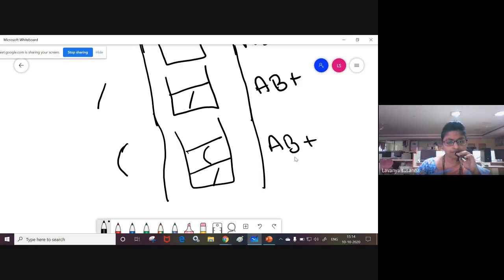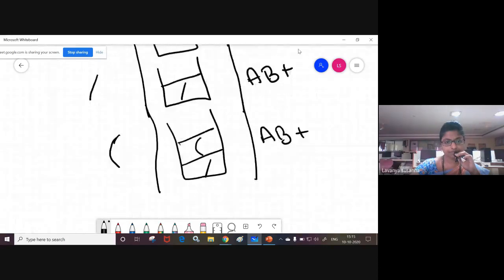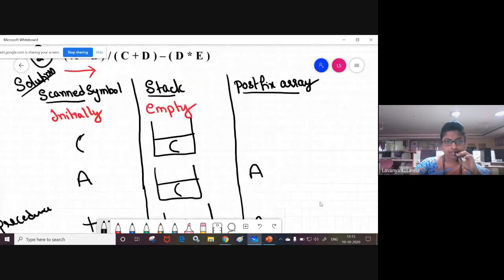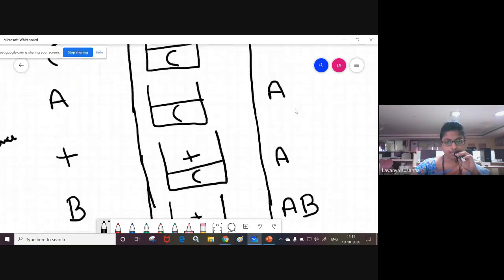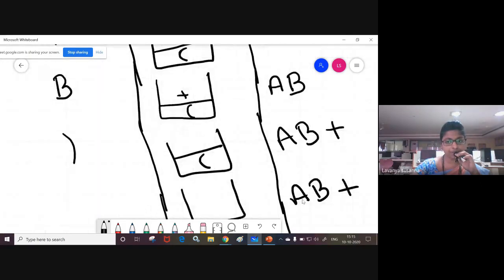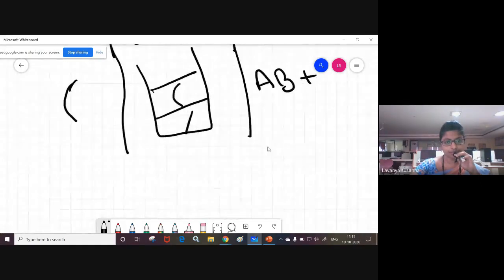Okay, note down, students. I hope you understood, students. Next scanned symbol. What is the next scanned symbol? Divided by completed, bracket completed. Next one, what is there? C. You need to scan from left to right. Next scanned symbol, C, right? C is an operand.